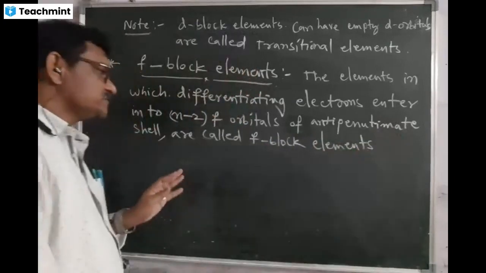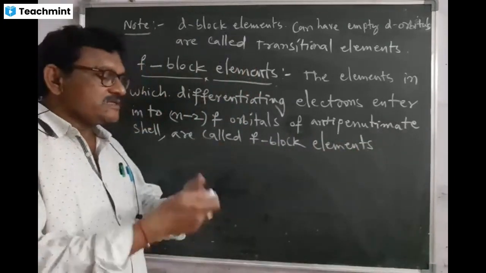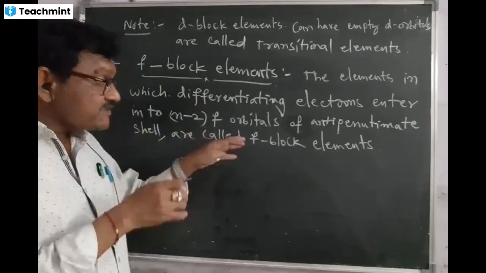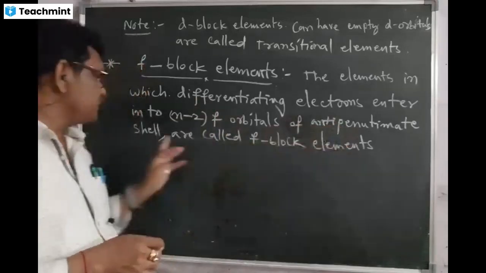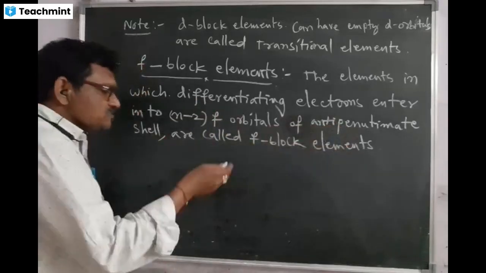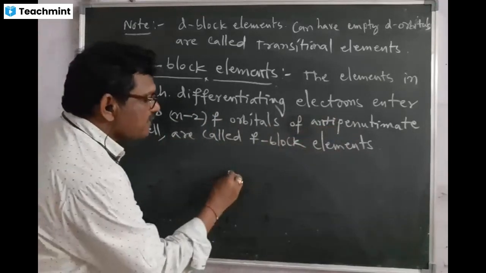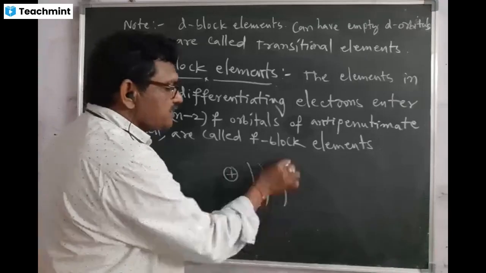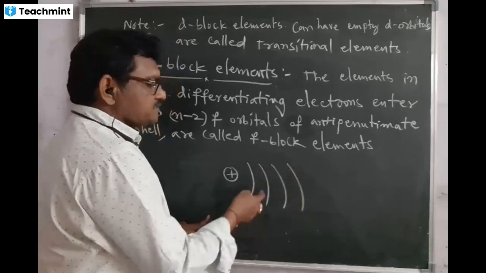Try to understand what I mean here. The last coming electron enters into f orbitals, no doubt. But those f orbitals belong to which shell? The anti-penultimate shell. That thing you have to remember. I told you in earlier classes, I have explained this. This is the nucleus, and 1, 2, 3, 4 like this.